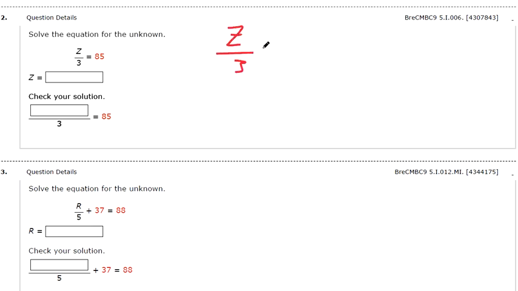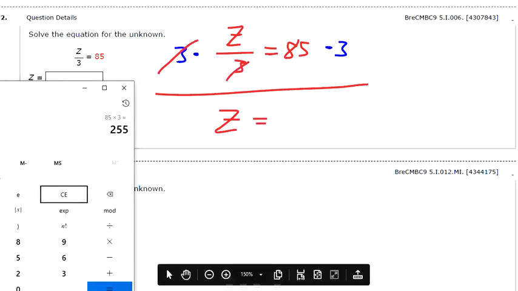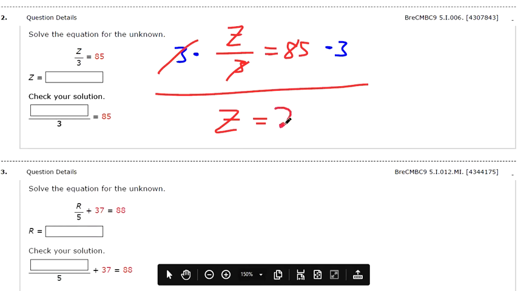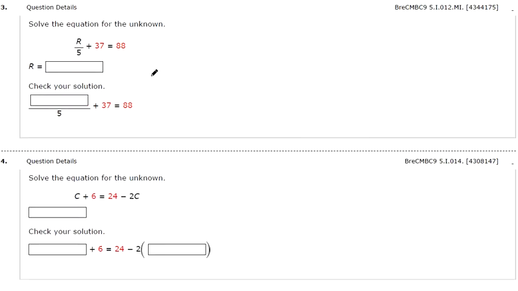So we got z over 3 equals 85. This is z divided by 3. So to undo division, multiplication is our tool. Multiplying and dividing are opposites. So multiplying by 3 on each side of the equals sign, these cancel out, leaves you with z, and that equals 85 times 3. So z is going to be 255 for this question. And then you just plug the same thing in there.